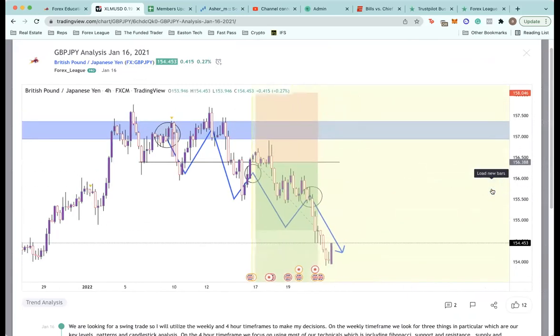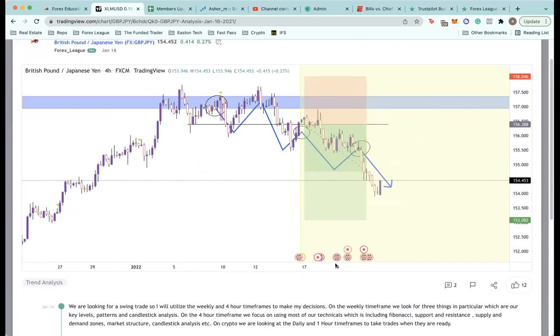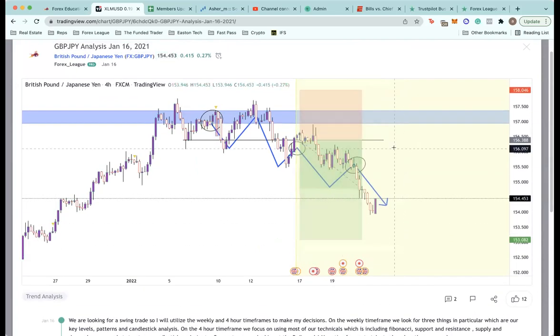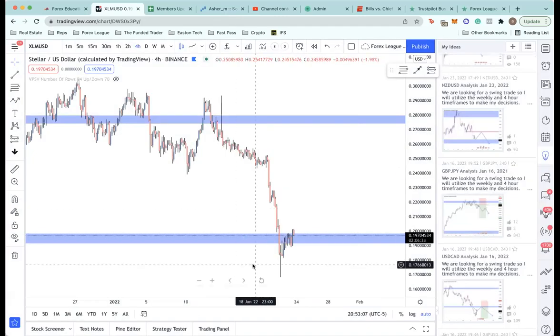This is what we had posted. Obviously, this was a really good trade last week. Some of the trades don't play out as well, but this was definitely a good trade that we put out last week. So make sure you guys keep up with all of that.